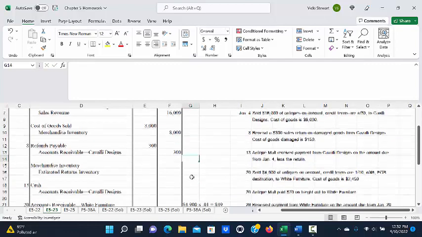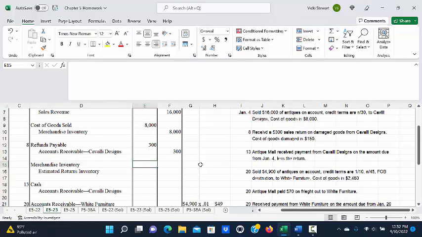Then we would record the merchandise inventory that we received back, which cost $150, by debiting merchandise inventory for $150 and crediting estimated returns inventory for the same amount.